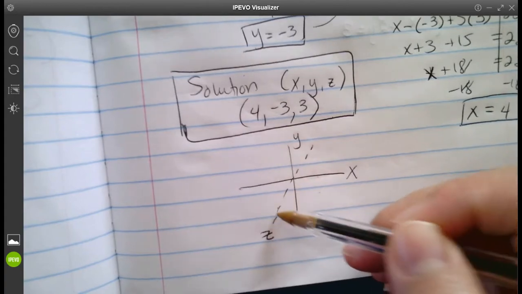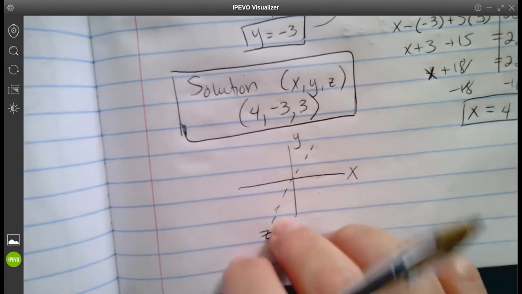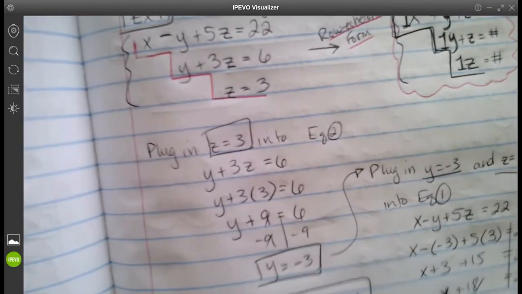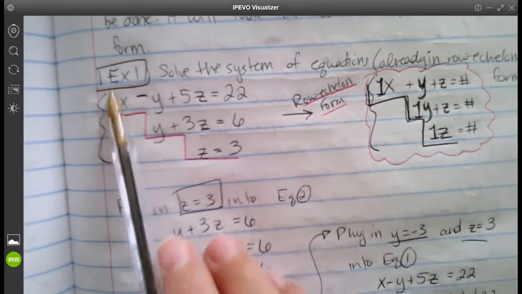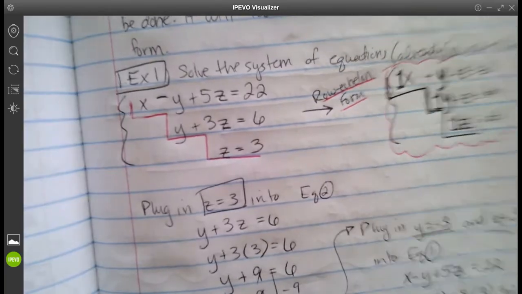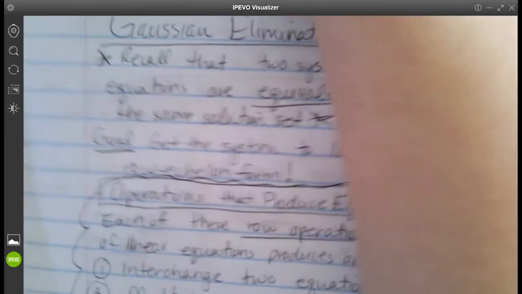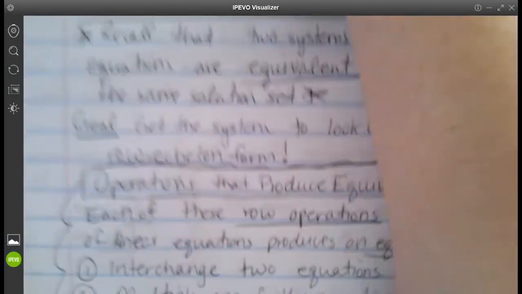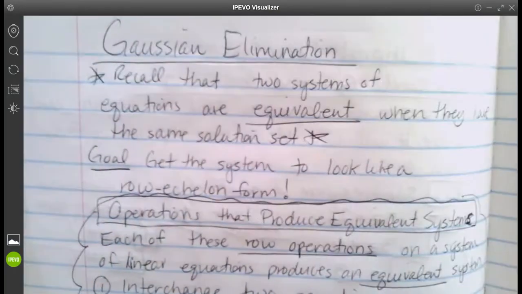Kind of weird, huh? But don't worry about the graph too much. We're not going to focus on that. Just a little bit of inside information. But that's it for this one. Okay, so if you already have it in row echelon form, it's not that bad. It's just plugging numbers in. So how do we get to that point? Because that's where the work comes in.